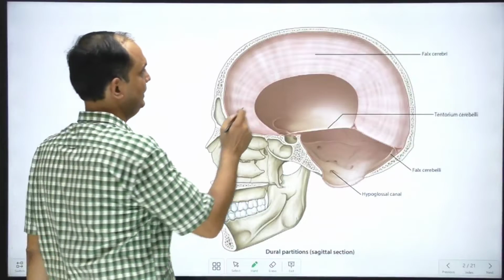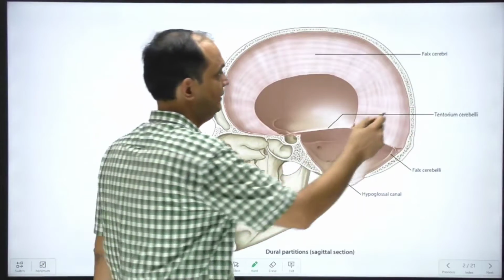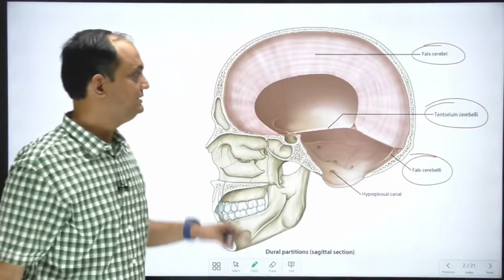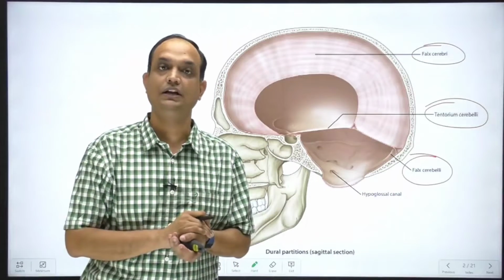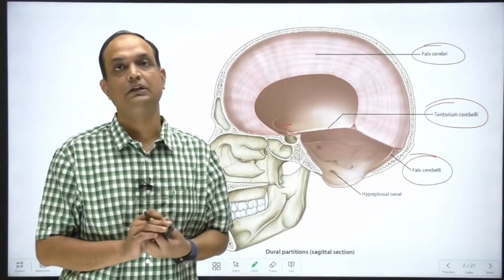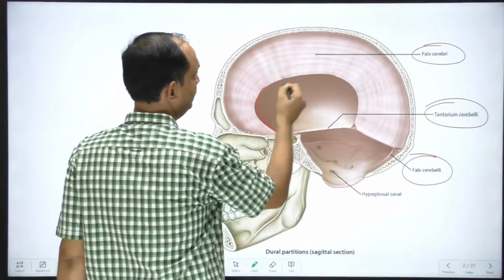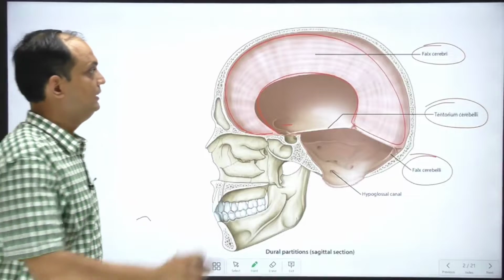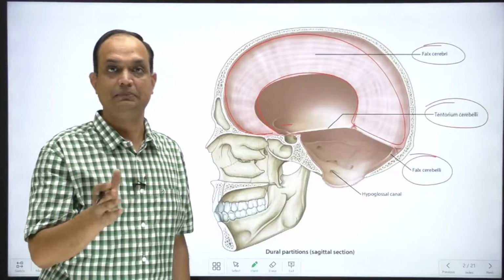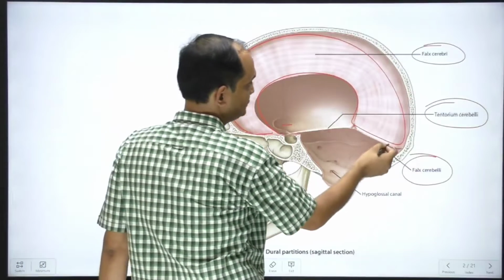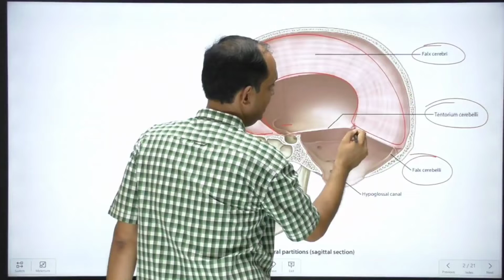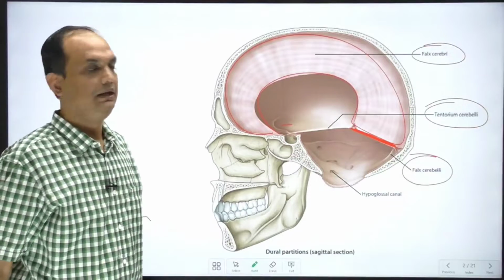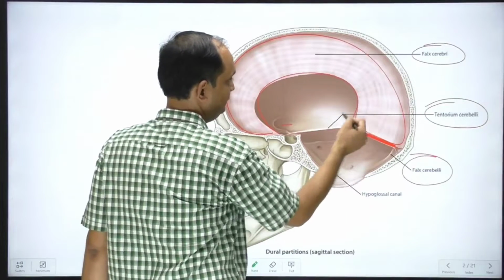In the last class I told you about the dural folds like falx cerebri, tentorium cerebelli, and falx cerebelli. When you see the median section of your cranial cavity, after removing the brain, you are able to see a big midline fold, and this big fold is known as falx cerebri. Now this falx cerebri is present between the right and left cerebral hemispheres. At the posterior part of the falx cerebri, you have a horizontal fold.